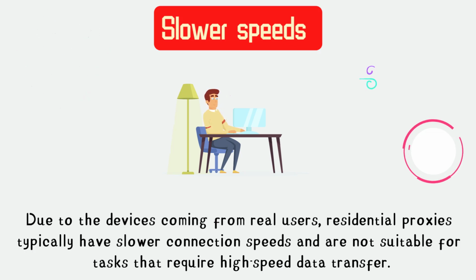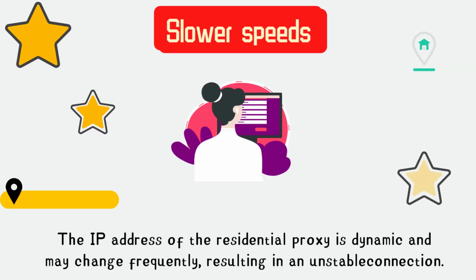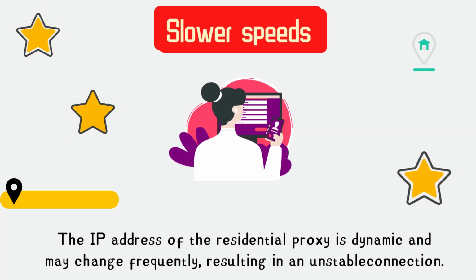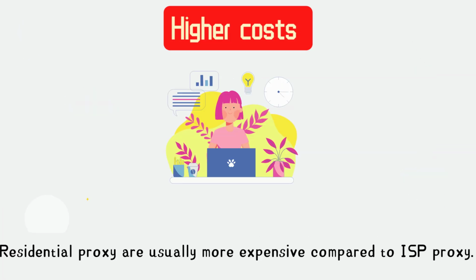Due to the devices coming from real users, residential proxies typically have slower connection speeds and are not suitable for tasks that require high-speed data transfer. The IP address of the residential proxy is dynamic and may change frequently, resulting in an unstable connection. Residential proxies are usually more expensive compared to ISP proxies.